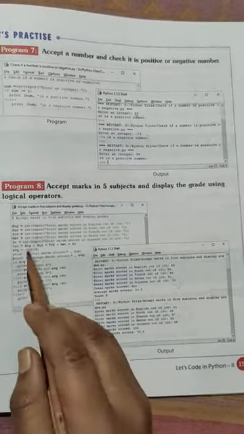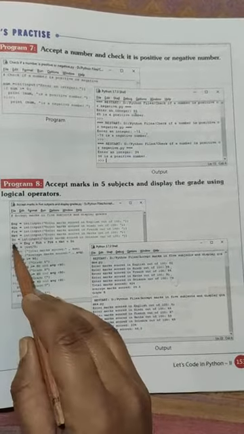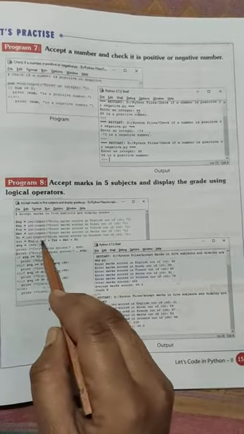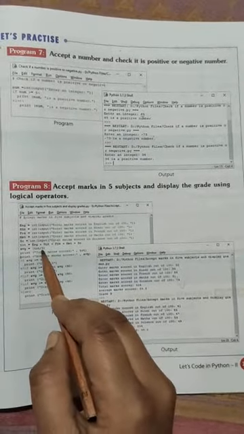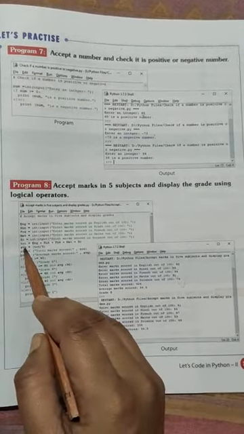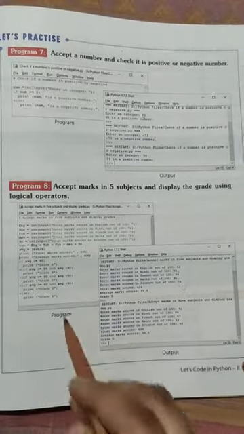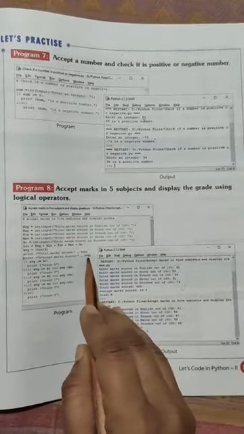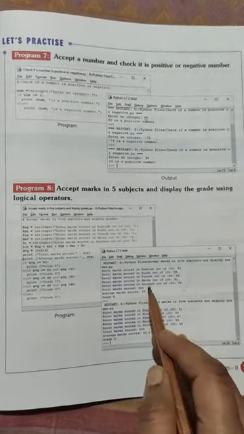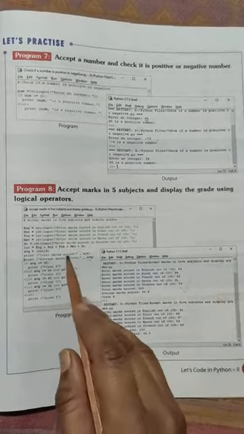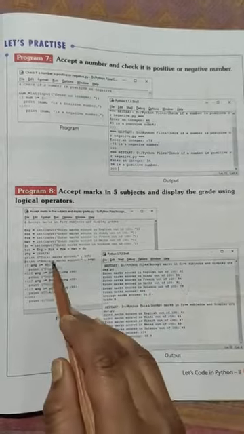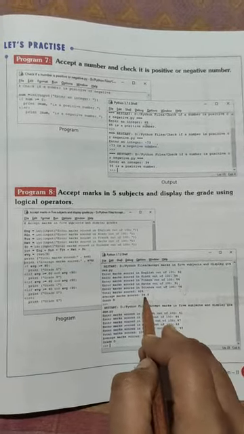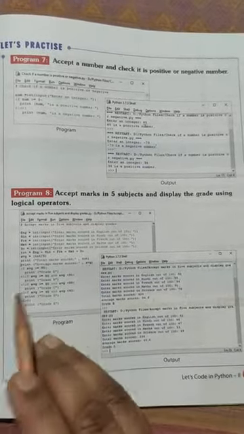Then the average is taken: the tot variable is divided by 5, since there are 5 subjects, 1 2 3 4 5. So the average comes, and it is stored in the AVG variable. Then it prints the total and the average variables. So this is the marks obtained. Total marks scored is 424 and average marks scored is 84.8.